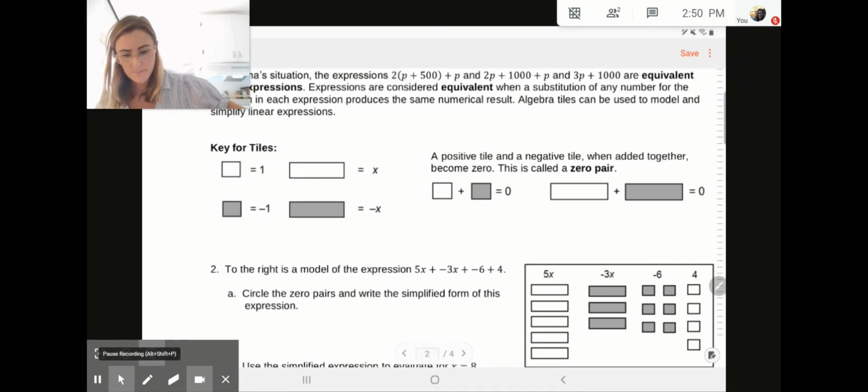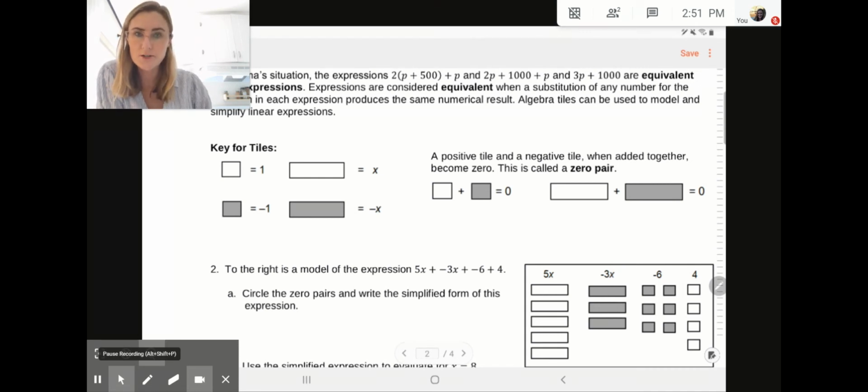And it says, for Emma's situation, the expressions 2 times p plus 500 plus p, and 2p plus 1000 plus p, and 3p plus 1000 are equivalent linear expressions. Expressions are considered equivalent when a substitution of any number for the unknown in each expression produces the same numerical result. Algebra tiles can be used to model and simplify linear expressions.